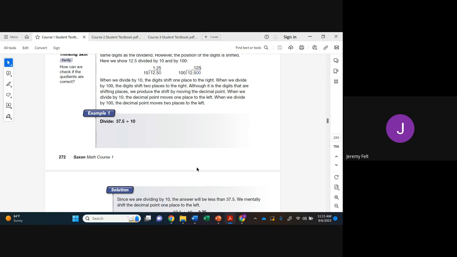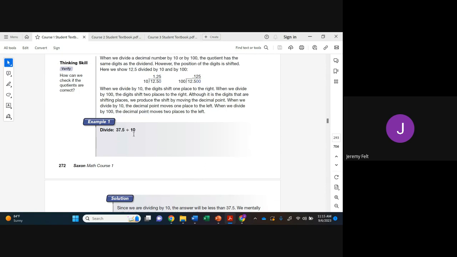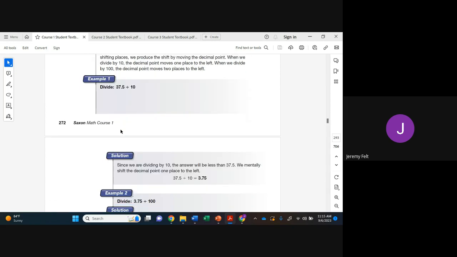We're just moving the decimal. So let's look at this one. We're 37.5 divided by 10. I have 1 0. I'm dividing, so I'm going to move this decimal one place because I have 1 0. I'm going to move it to the left. So it's going to become 3.75.